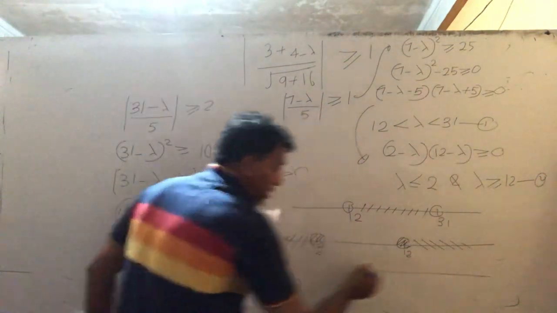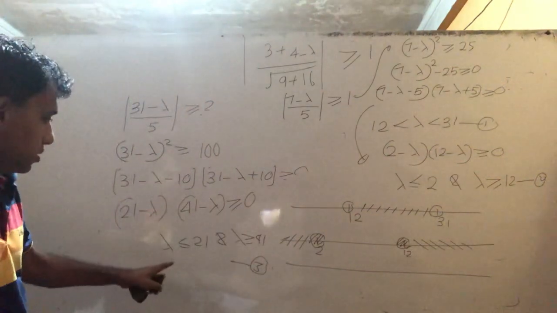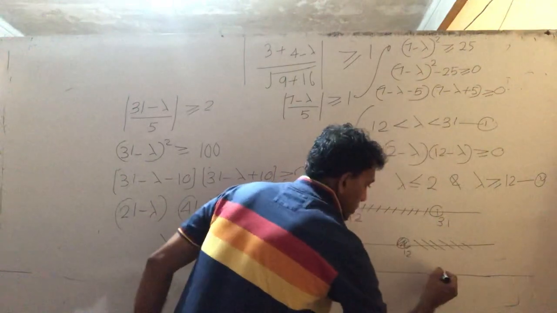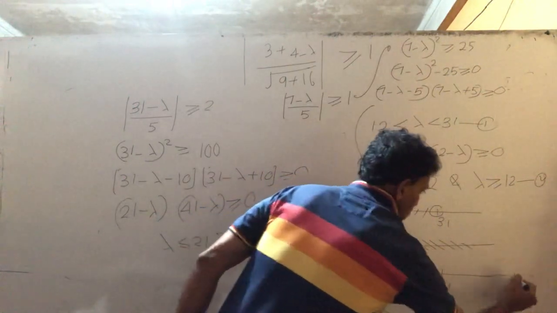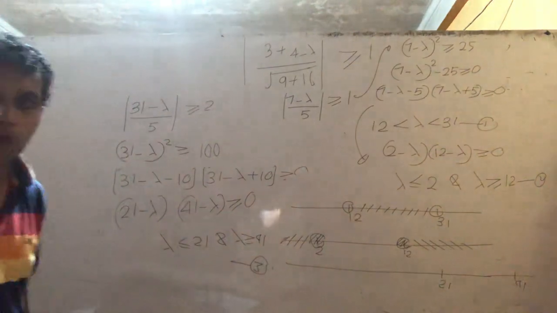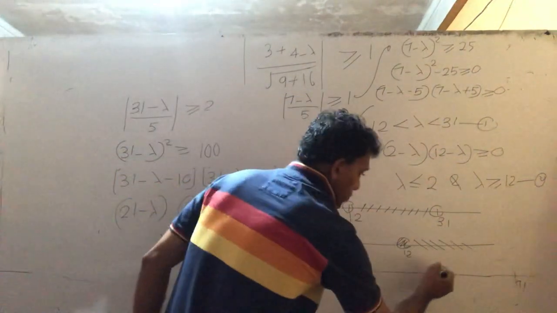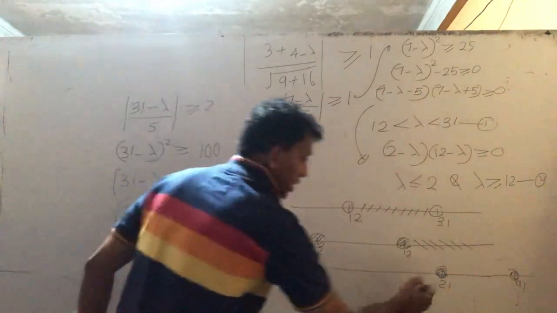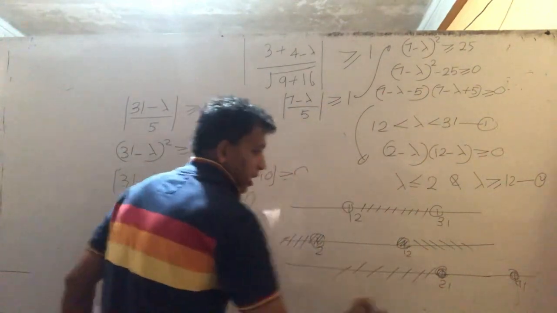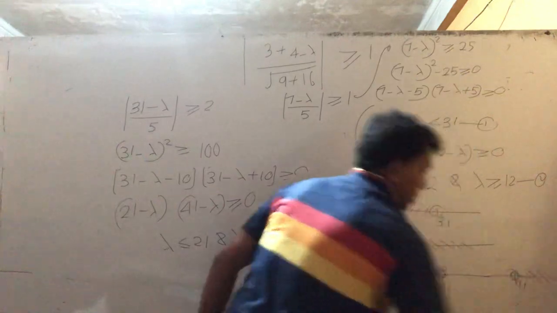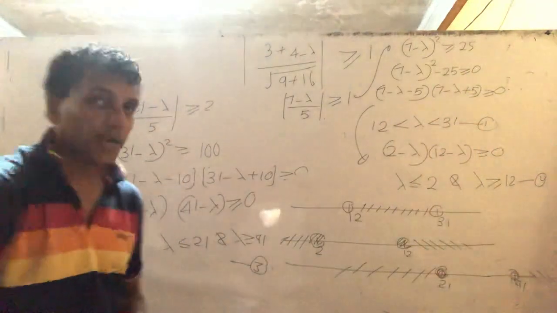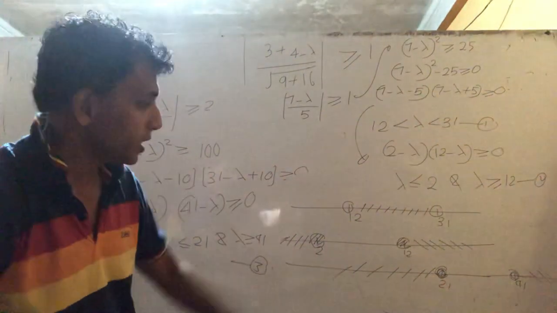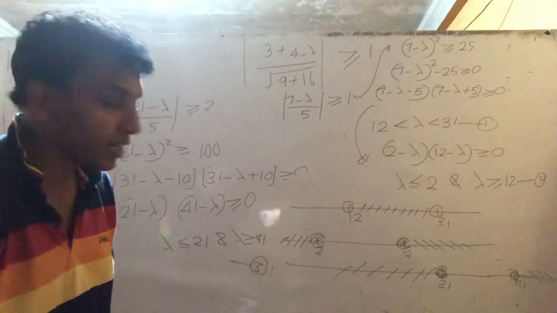Now I show the third inequality, 21 and 41. Now somewhere here mark 21, somewhere here 41. 21, 41, right? Less than 21, and more than 41. So when writing the inequality, we need the answer for the intersection part. See what is common for all these three number lines.